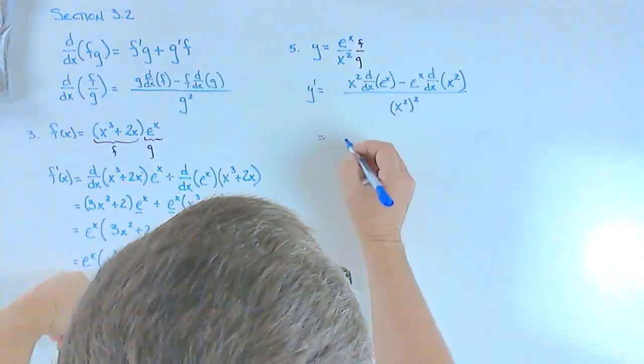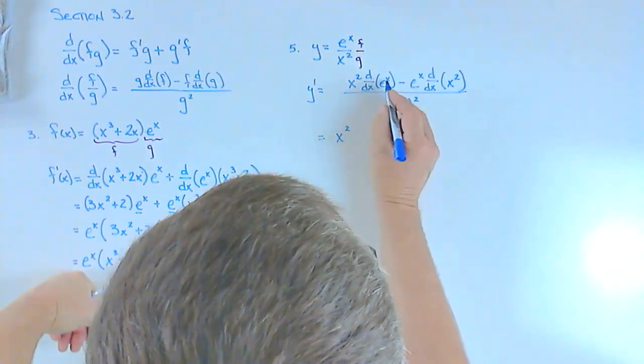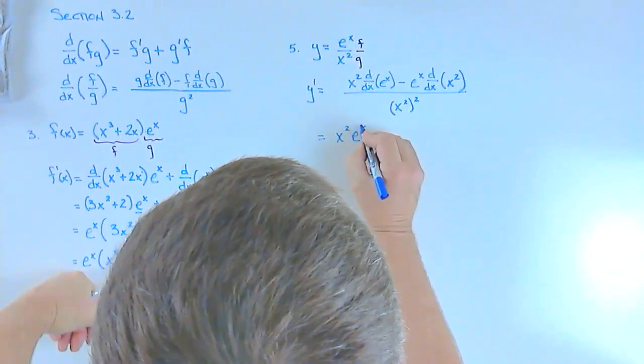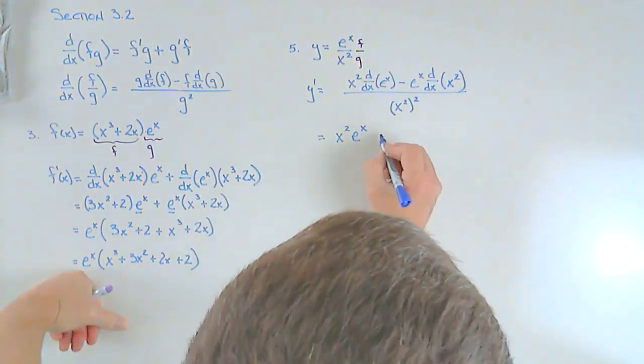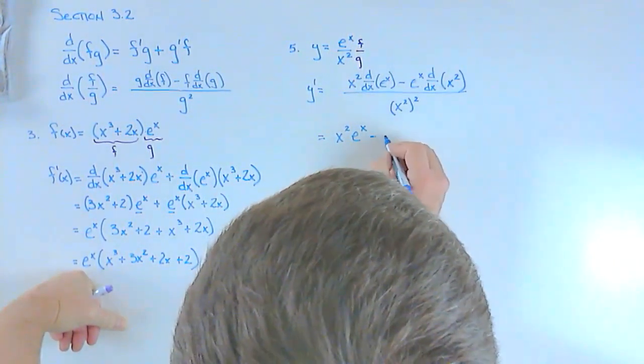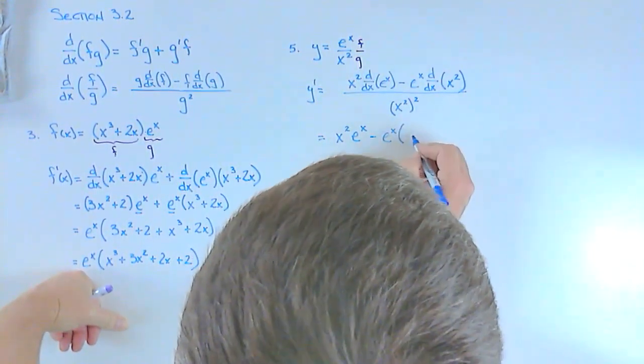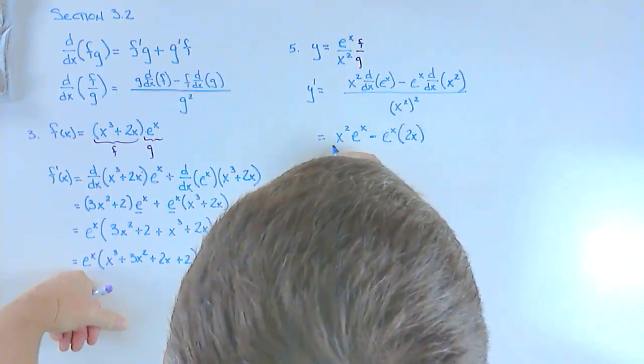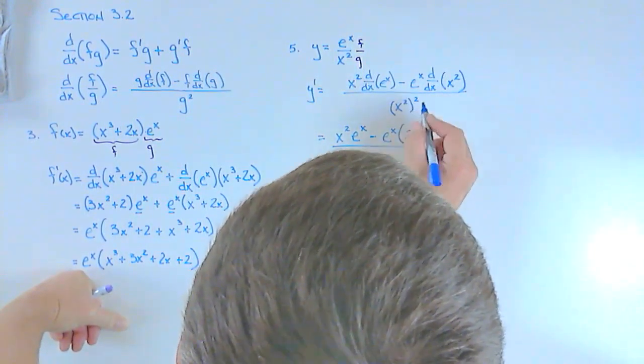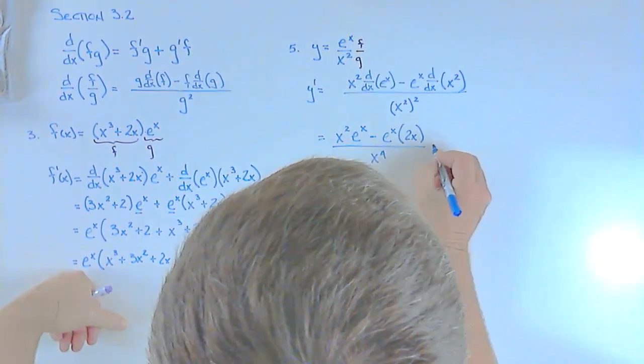That equals, we get an x squared. The derivative of e to the x is e to the x minus, we have an e to the x. The derivative of x squared is 2x. And all this is divided by x squared squared, x to the fourth.